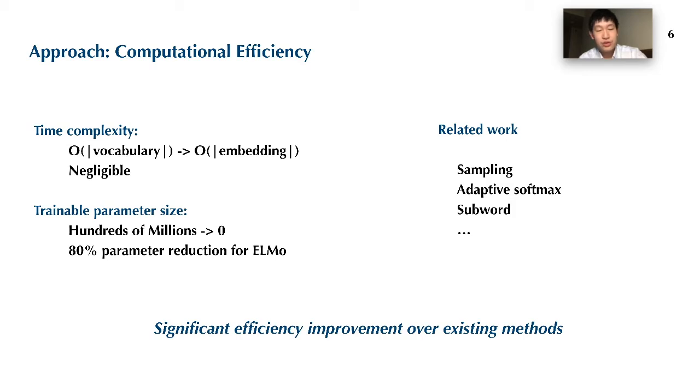Various solutions to the large vocabulary issue have been proposed. For instance, we can sample part of the vocabulary when doing softmax. The adaptive softmax reduces computational cost by allocating less resource to rare words, while the subword method keeps a small vocabulary by splitting up rare words. However, the continuous output layer is more efficient than all these methods.